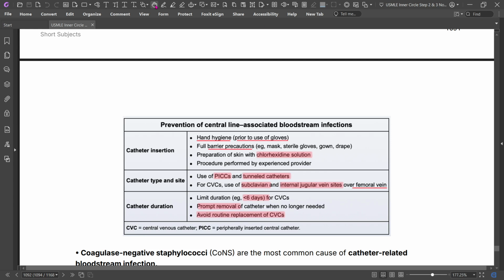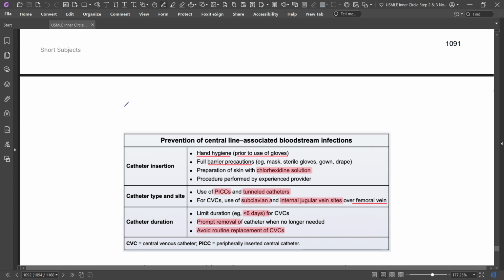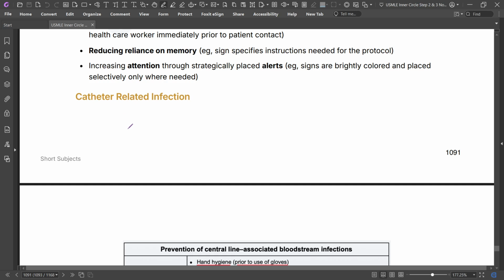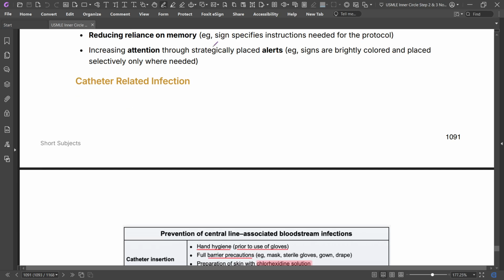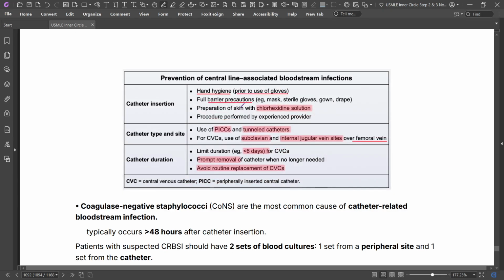Okay, now I would like to discuss the first topic regarding infectious disease, that is catheter-related infection. How do we prevent central line associated bloodstream infection?